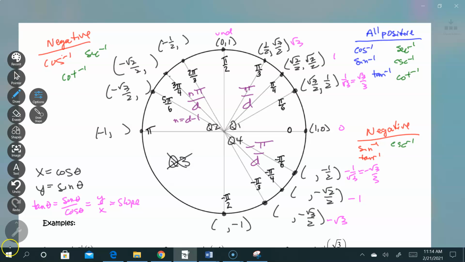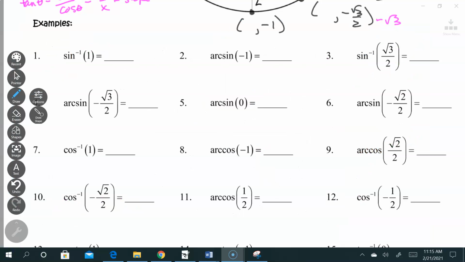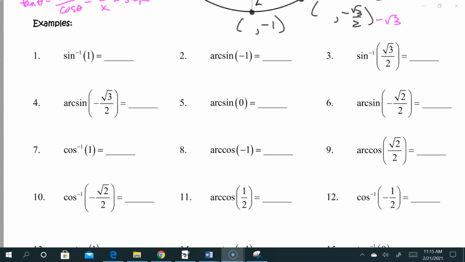So now we're going to go through some examples. Basically for all these questions I'm going to ask, what kind of number do I have, positive or negative? If the number is positive, the angle's in quadrant 1. If the number is negative, it's going to be in a different quadrant. For inverse sine and inverse tangent, it'll be in quadrant 4, but it's super easy because it's just negative. When it's cosine, it's going to be in quadrant 2, and I have to figure out what angle's in quadrant 2.